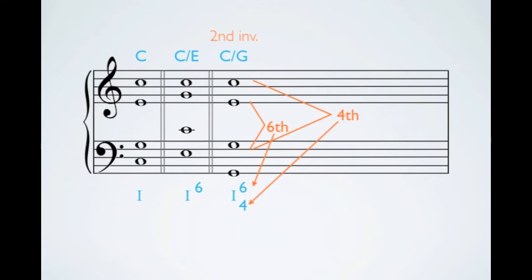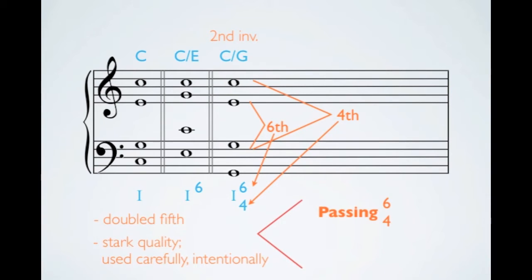So whenever you see a 6/4 in the Roman numeral, you know we're talking about a second inversion chord, and the fifth is in the bass. In these kind of chords, we like to double the fifth. They have a unique sound, a stark quality, and because the second inversion chord exhibits such a stark quality, composers traditionally reserve them for very intentional uses. Here we will look at the three most common uses: the passing 6/4, the auxiliary 6/4, and the cadential 6/4.